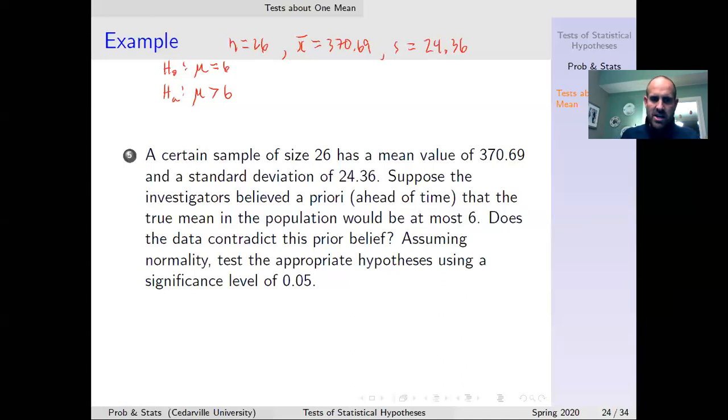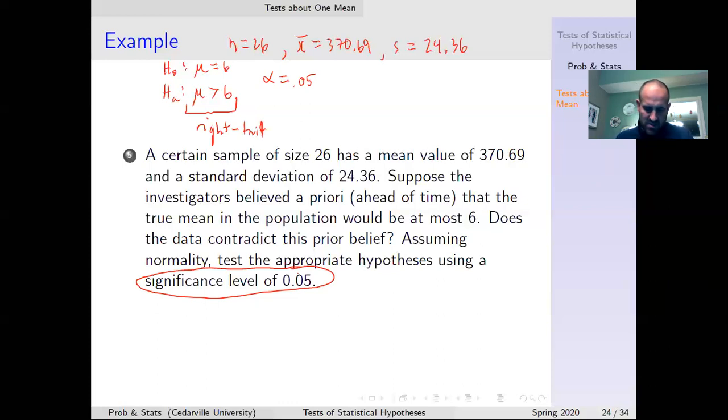By the way, which distribution am I going to use here? I'm going to use the t distribution. And here they want the significance level to be 0.05, so I'm going to use alpha equal to 0.05. And which kind of test is it? I'm only going to reject in favor of the alternative if I end up with a test statistic that's too big. So this is a right tail test.